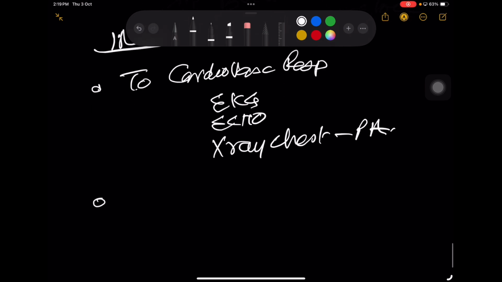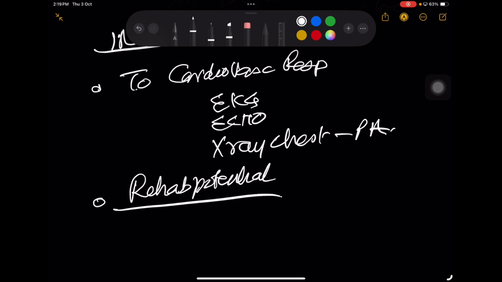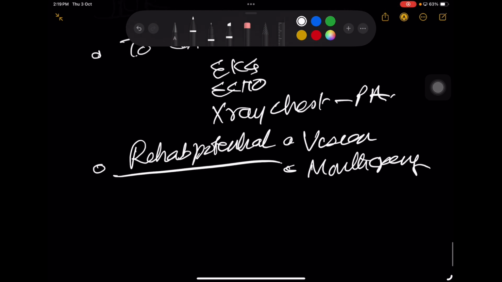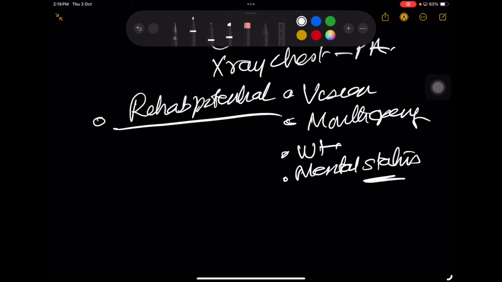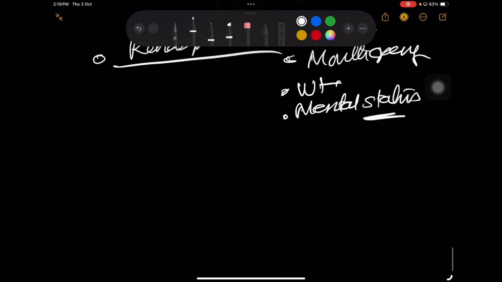Then I must know the rehab potential. So I must know something about the vision, the mouth opening, the weight of the patient, and general mental status. Because the better the rehab potential, the more chances are that the patient will respond to your physiotherapy.